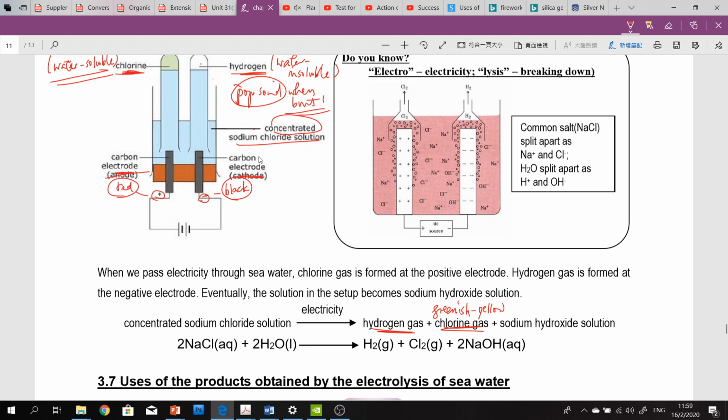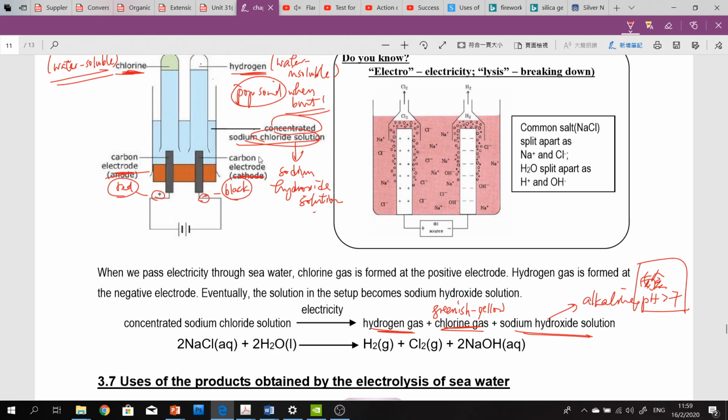And finally, it is sodium hydroxide solution. This solution will be changed to sodium hydroxide solution. Do you still remember you have heard of this term in Form 2? It is something alkaline. It is one of the commonly used alkalis in the lab, right? So this is what I would like to talk about.